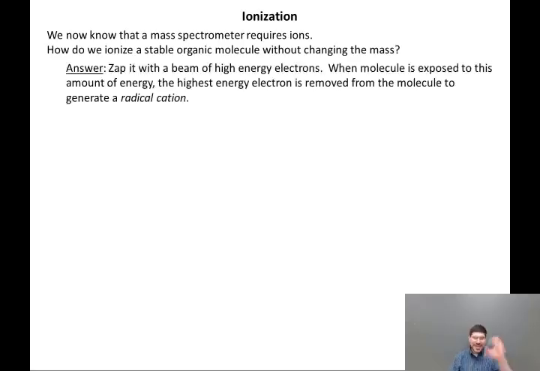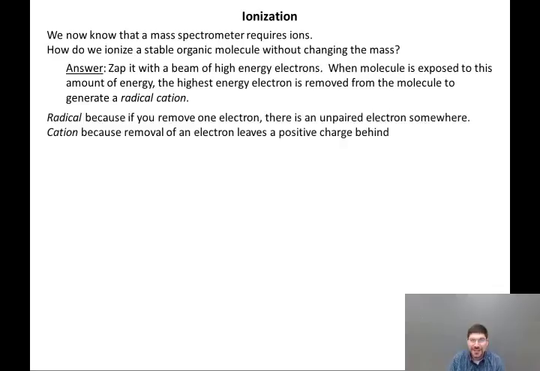Well, the answer is you take your molecule and you zap it with a beam of high energy electrons. When the molecule is exposed to this amount of energy, the highest energy electron is removed from the molecule to generate what's called a radical cation. What does that mean? Well, radical is something that has an unpaired electron, so it's going to be a radical because if you remove one electron from a molecule where all of the electrons are paired, either in bonds or lone pairs, there has to be an unpaired electron somewhere in your molecule.